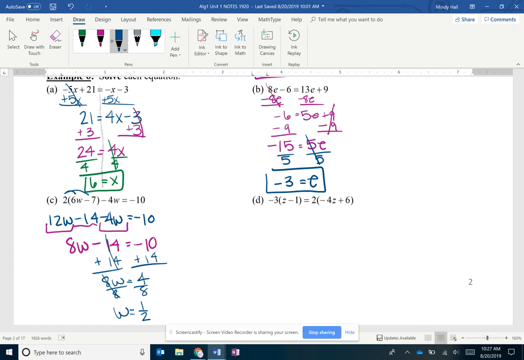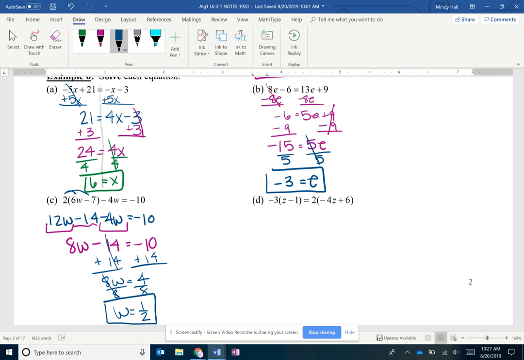2 times 6w is 12w. 2 times negative 7 is negative 14. That negative 4w stays. Negative 10 stays. 12w minus 4w is 8w. Negative 14. Negative 10. We add the 14. Yep, I think I'm good. Tell me if I'm wrong, though.